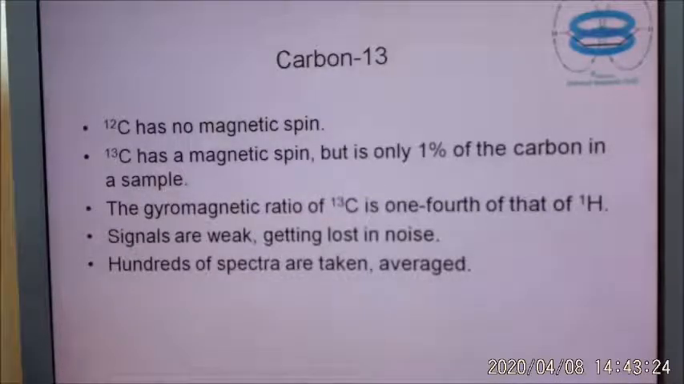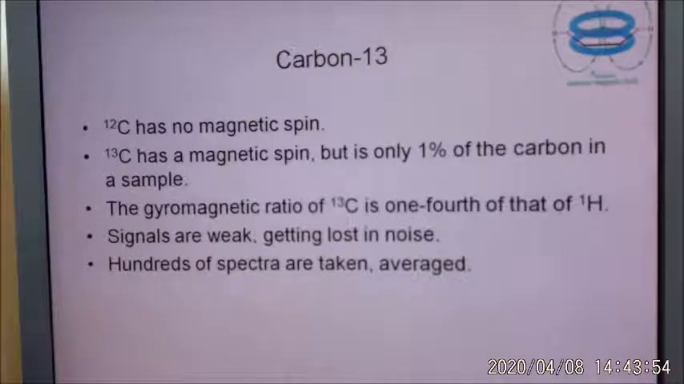Carbon 12, even number, so it has no magnetic spin. Carbon 13 has an odd mass number, so it definitely has a magnetic spin. But remember, carbon 13 is only about 1 to 1.1% of the carbon sample. That's its natural isotopic abundance. Its gyromagnetic ratio means its effect is only 1/4 that of proton. So the signals are very weak, and they can get lost in noise.